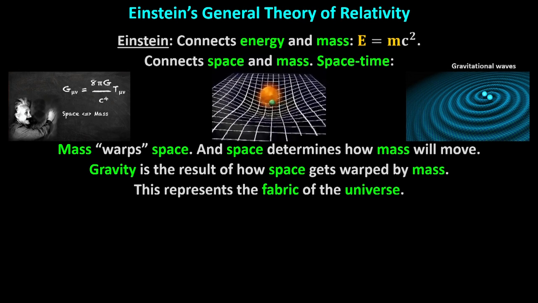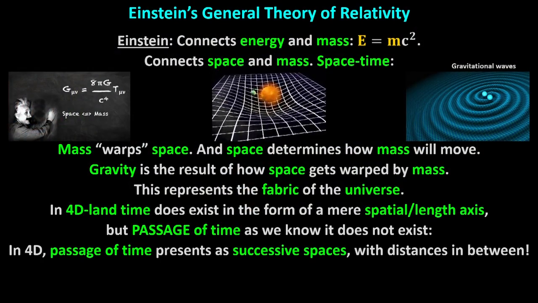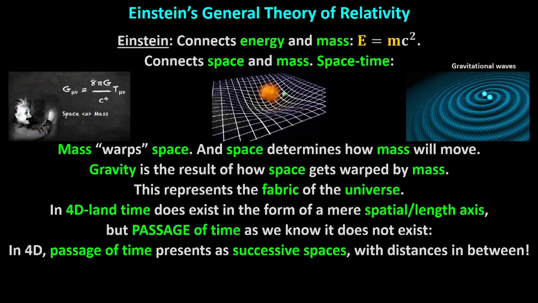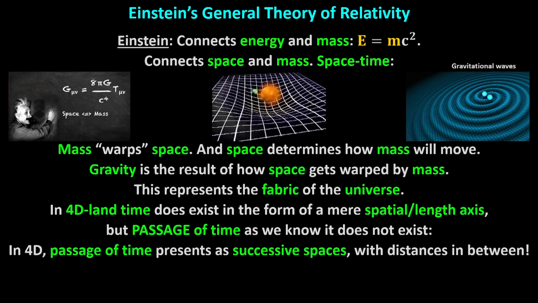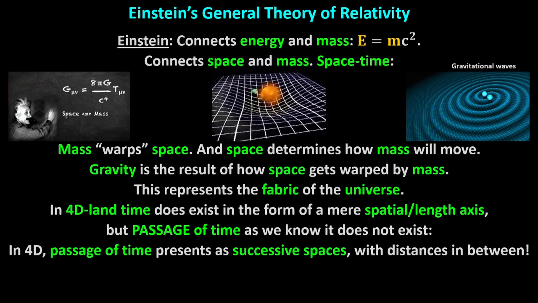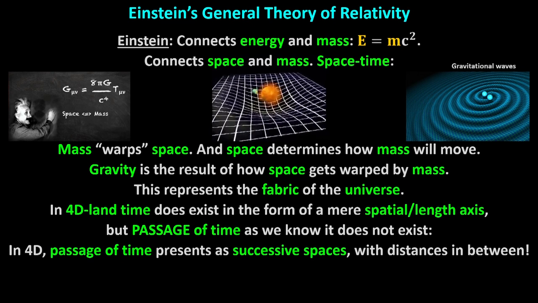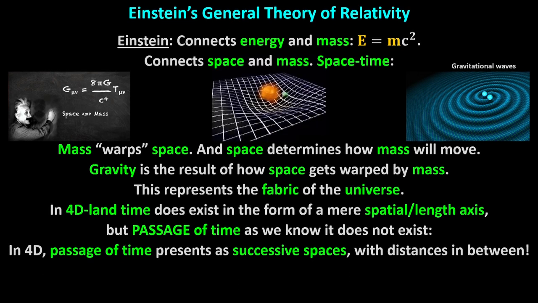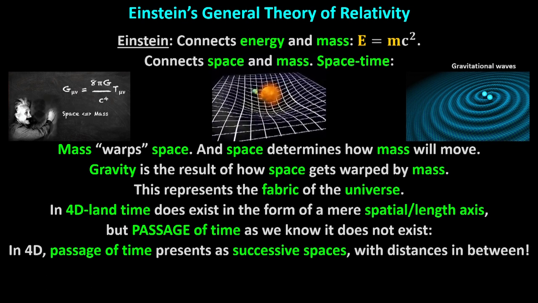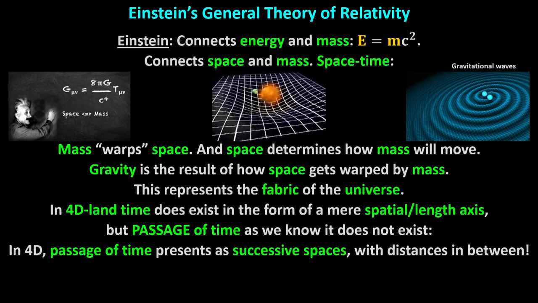This represents the fabric of the universe. Einstein said that's how God made it. He just found out what he did. In 4D land, time does exist in the form of a mere spatial or length axis. Listen carefully, but passage of time, as we know it, does not exist. In 4D, passage of time presents as successive spaces with distances in between.